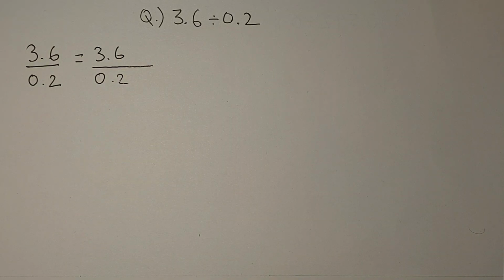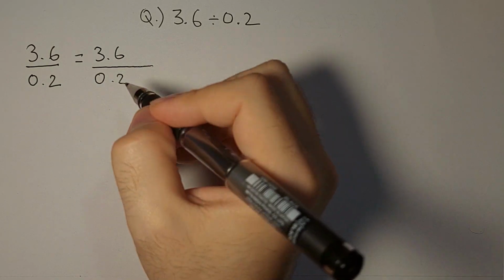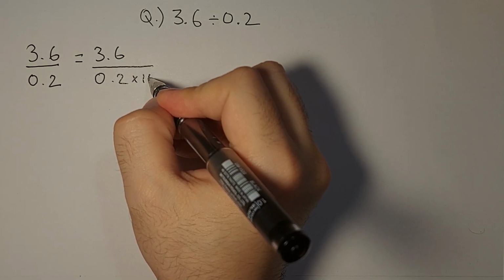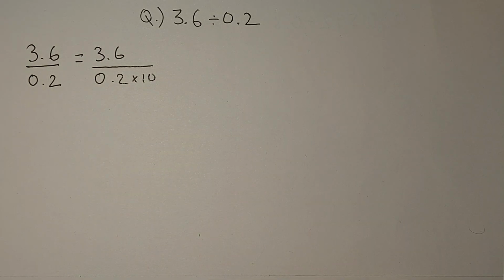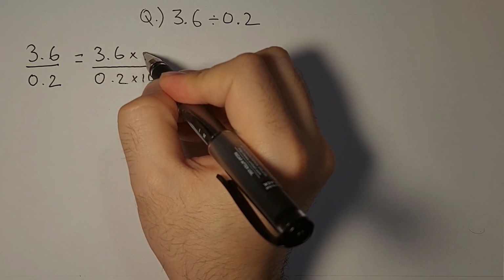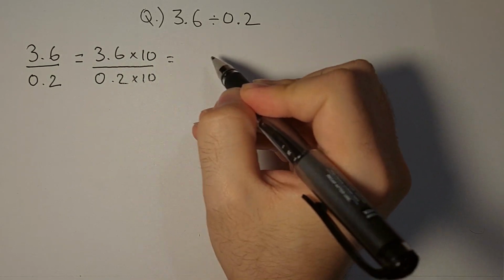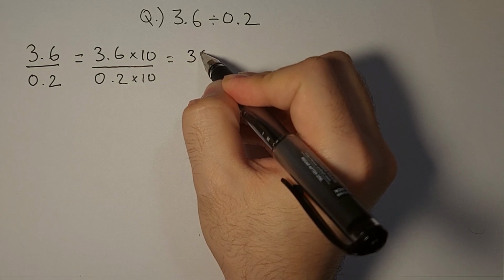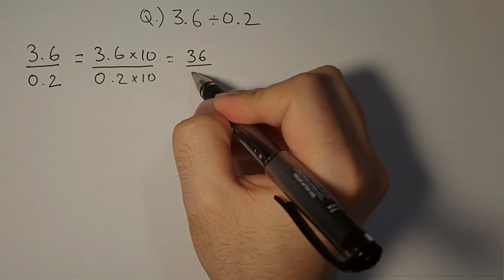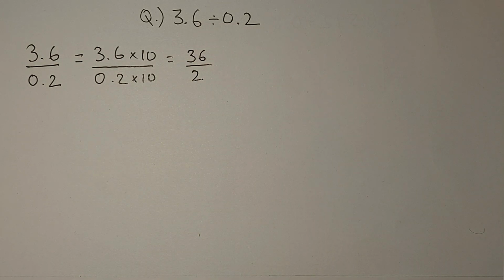To convert the denominator 0.2 to a whole number, I'm going to multiply it by 10, and I'm going to do the same with the numerator. It becomes 36 divided by 2, which is the same as 3.6 divided by 0.2.